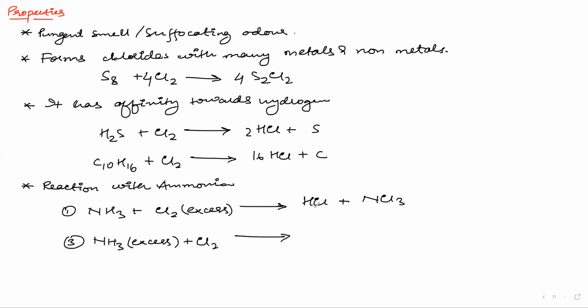Initially it will form HCl. After HCl is formed, you will again have NH3. So what is the reaction between HCl plus NH3? You get NH4Cl, ammonium chloride. You will get NH4Cl plus nitrogen gas, N2. Write this fast. Then we will look at the reaction with NaOH.